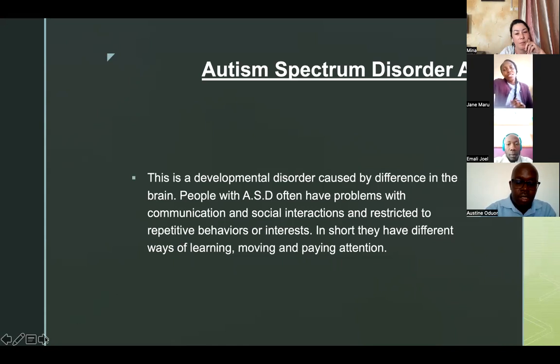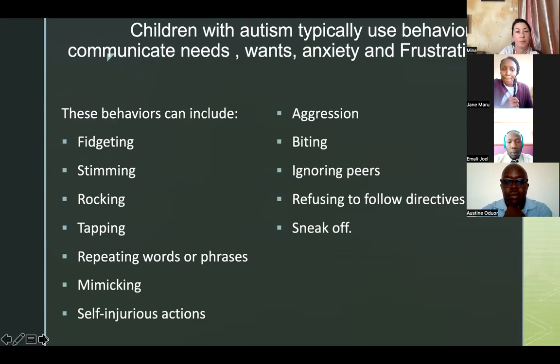All right. So autism is again a disorder caused by differences in the brain. We're going to look at how you know that someone is suffering from autism. Next slide, please. Children with autism typically use behavior to communicate needs, wants, anxiety, and frustration.